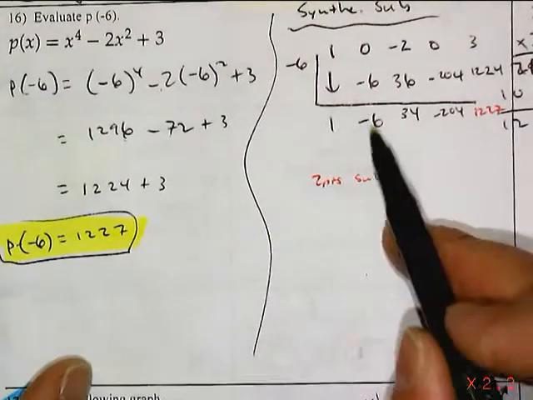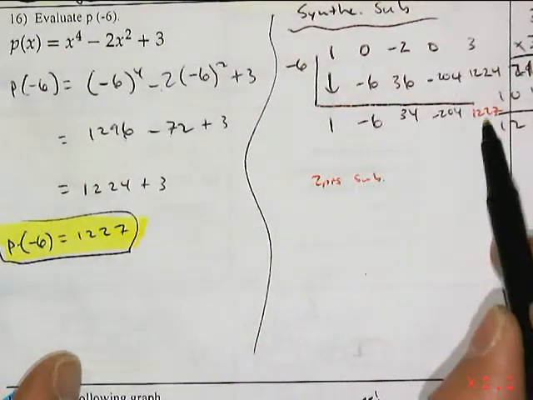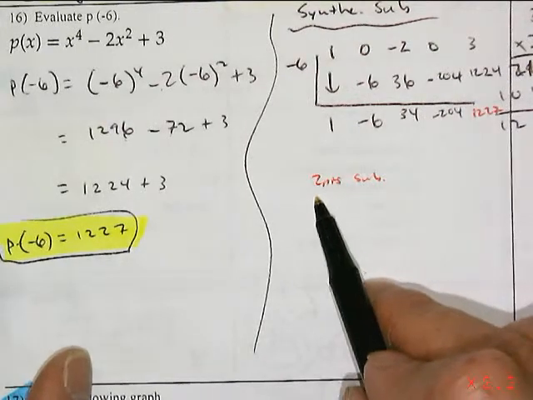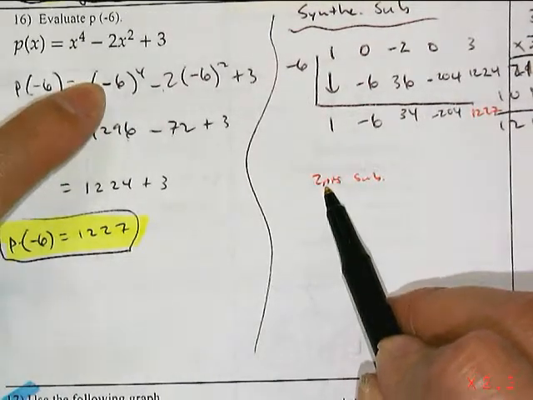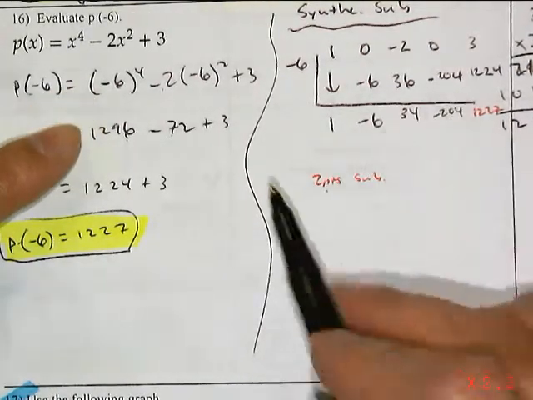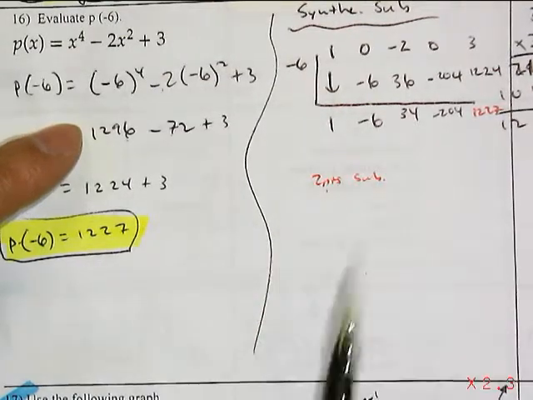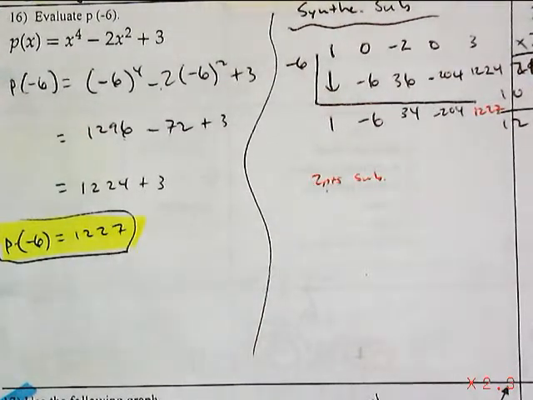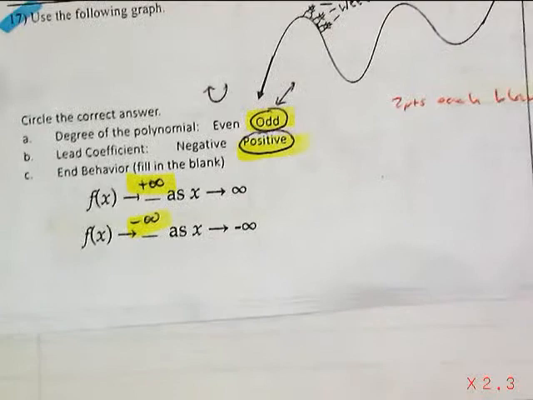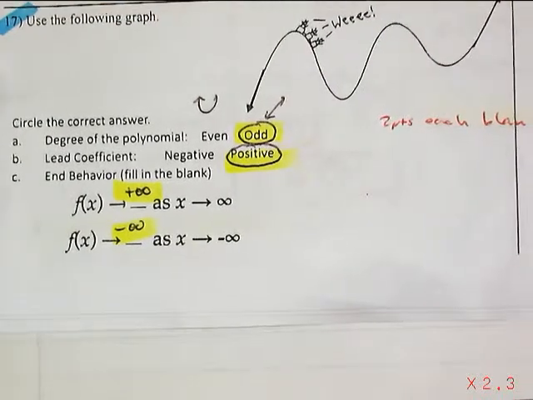If you did synthetic substitution, you'll get the same answer. I give you 2 points if you just made the substitution. I give you 3 points out of 4 if maybe you made a mistake, one of those. Question number 17, I made 2 points each.